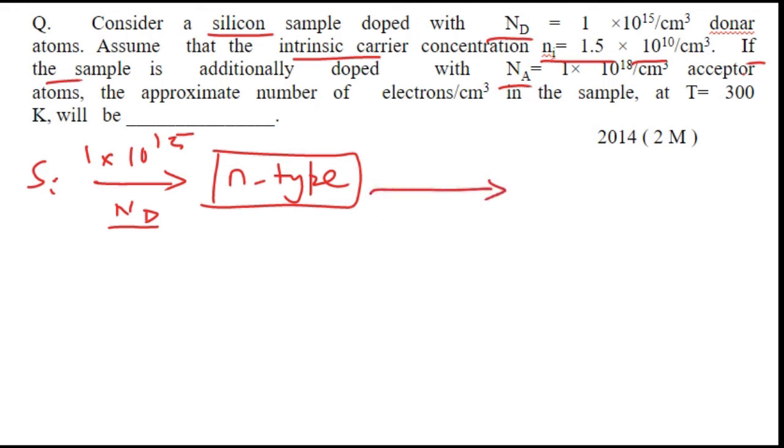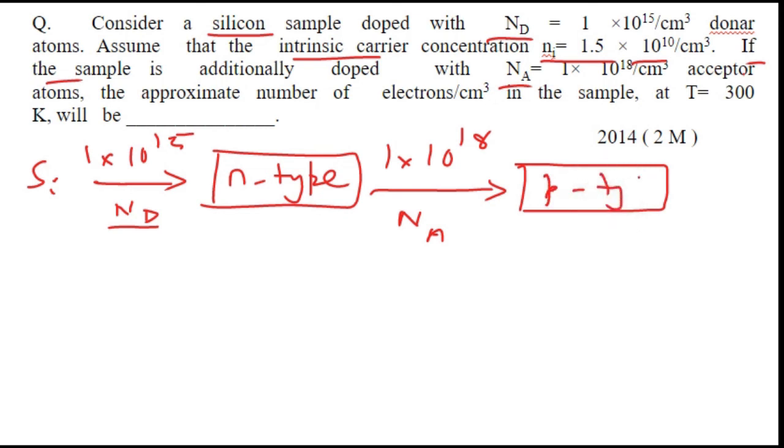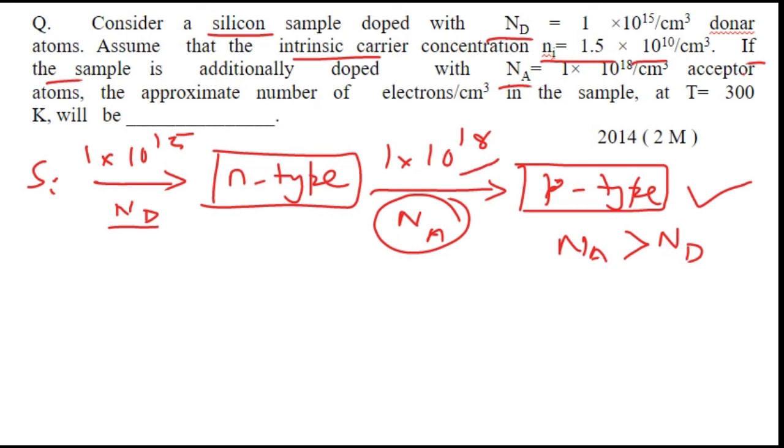So here again it is doped with Na, which is equal to 1 into 10 to the power 18 per centimeter cube. So after adding acceptor impurities, what are you going to get? You are going to get a p-type semiconductor on the whole. Why? Because your acceptor impurity Na is greater than Nd. How is it greater? Because it is 10 to the power 3 times more than Nd. So now what we need to calculate is the electron concentration for the p-type.